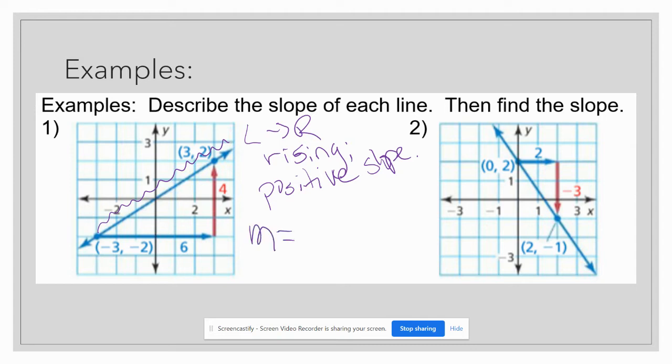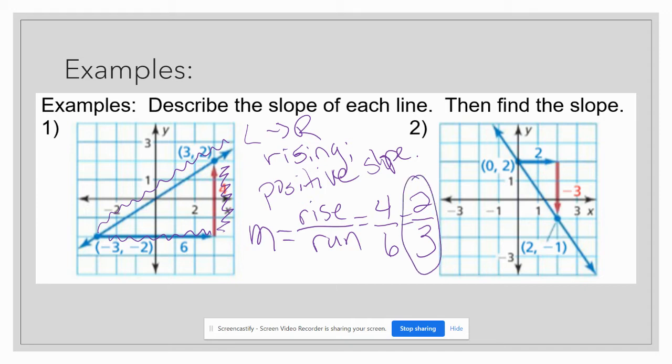M, standing for the slope, remember, is rise over run. So we are rising 4, and we are running 6. And of course, we always want to make sure that we leave our fractions in simplest form. So we would reduce that to 2/3 and say the slope for example 1 is positive 2/3.